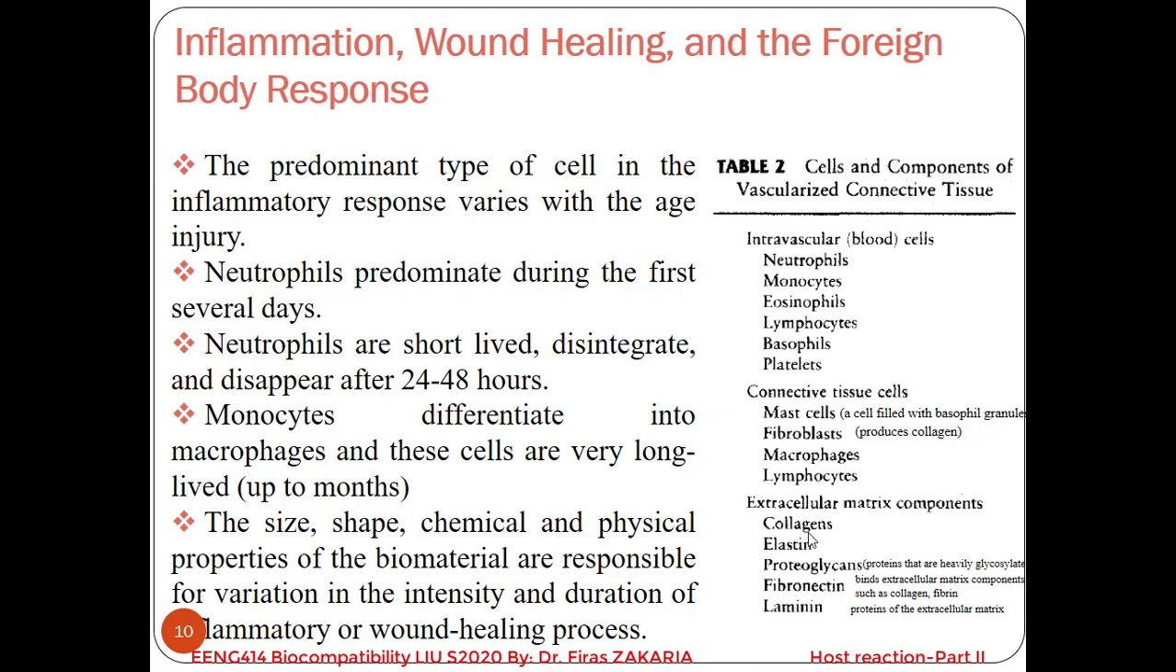الكولاجين هو الذي أكثر شيء موجود بالجسم. الفايبرونكتين لما بقول fibrin هون it's related to the fibrin. Laminin هو protein of the extracellular matrix.